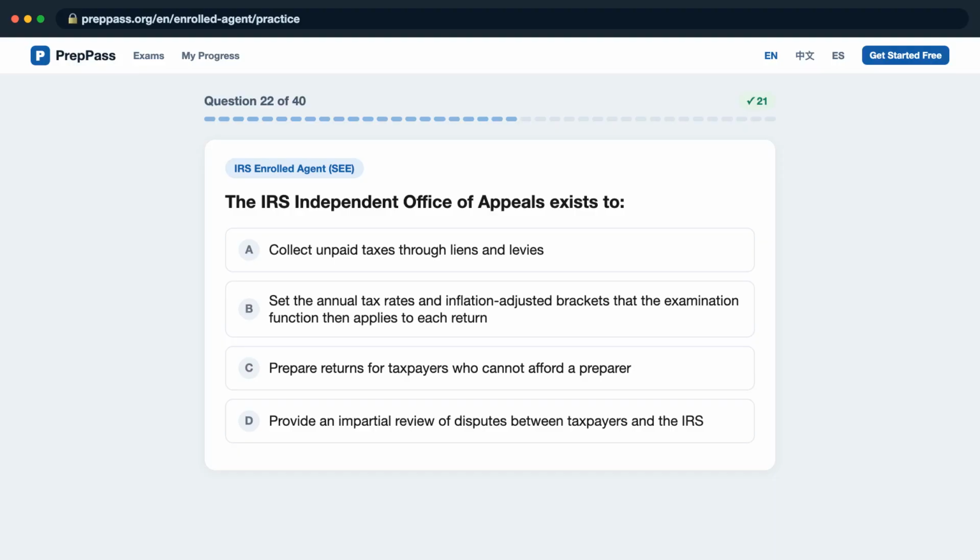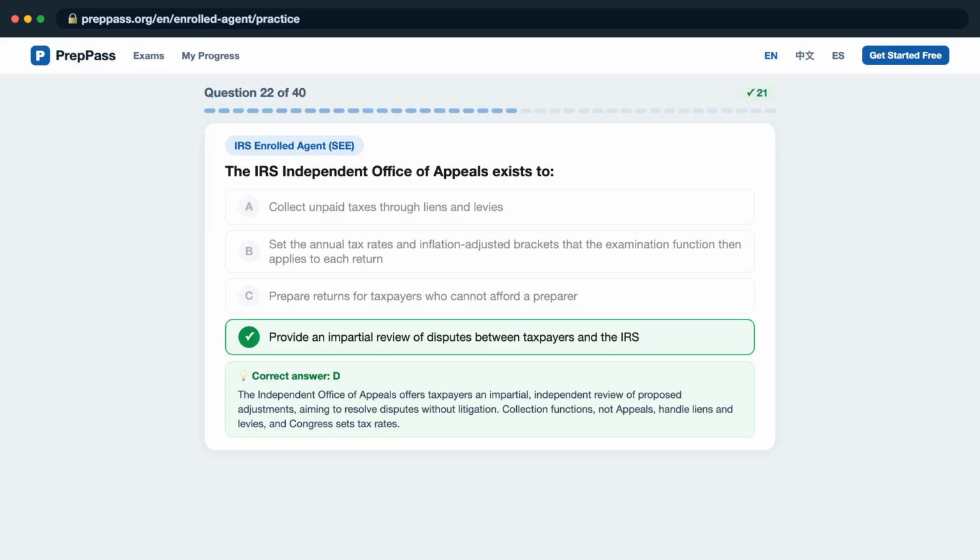Question 22. The IRS Independent Office of Appeals exists to, is it A, collect unpaid taxes through liens and levies? B, set the annual tax rates and inflation-adjusted brackets that the examination function then applies to each return? C, prepare returns for taxpayers who cannot afford a preparer? D, provide an impartial review of disputes between taxpayers and the IRS? The correct answer is D.